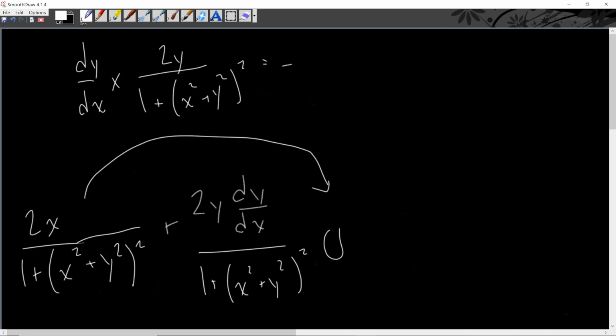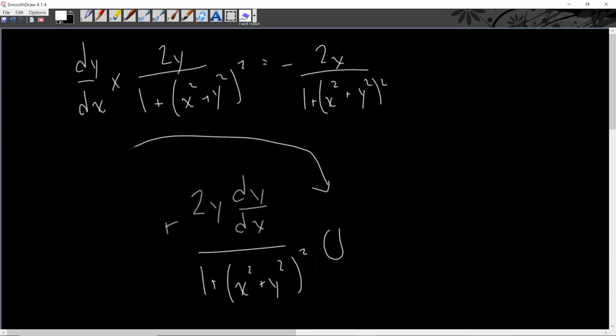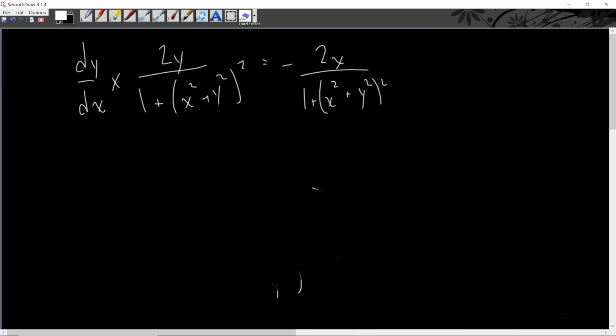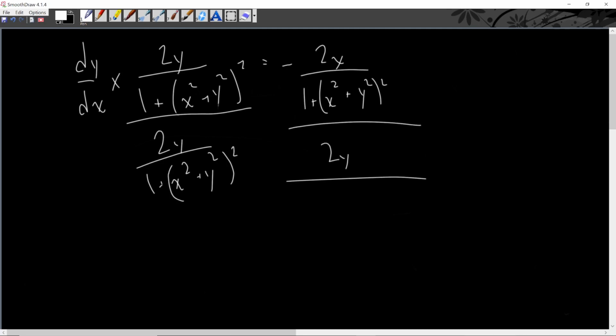And then this is equal to negative 2x over (1 plus x squared plus y squared) squared. Again, it's going to be negative because we have to subtract it. And now from here, it's actually quite a nice little trick. We're going to simply divide by 2y over (1 plus x squared plus y squared) squared. And this is going to simplify quite nicely. (1 plus x squared plus y squared) squared.